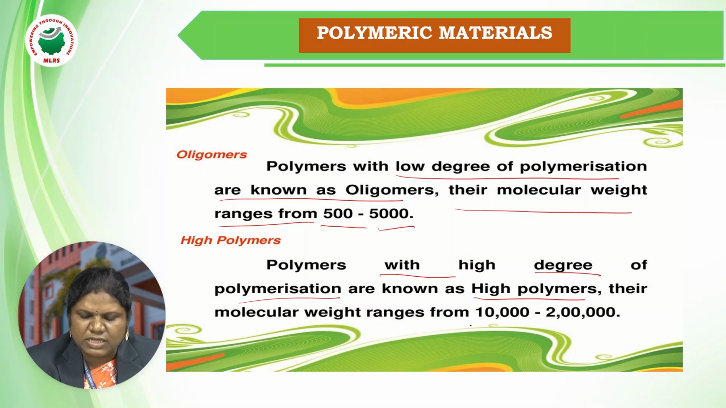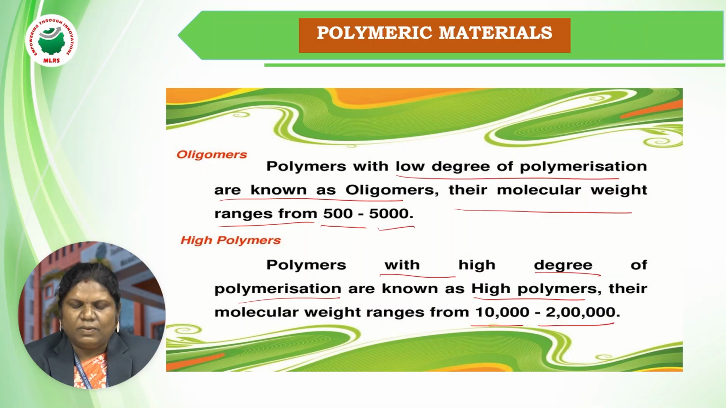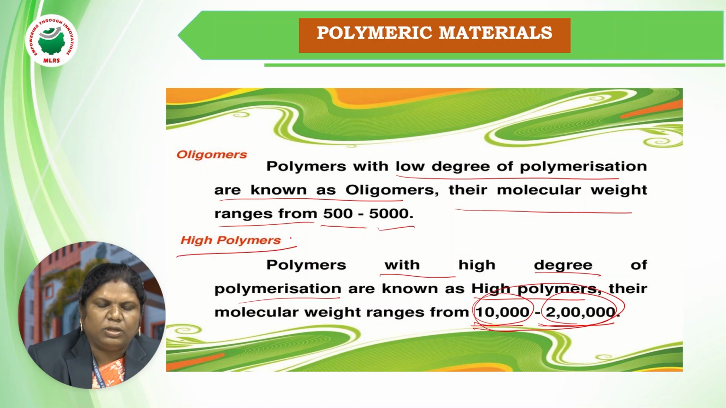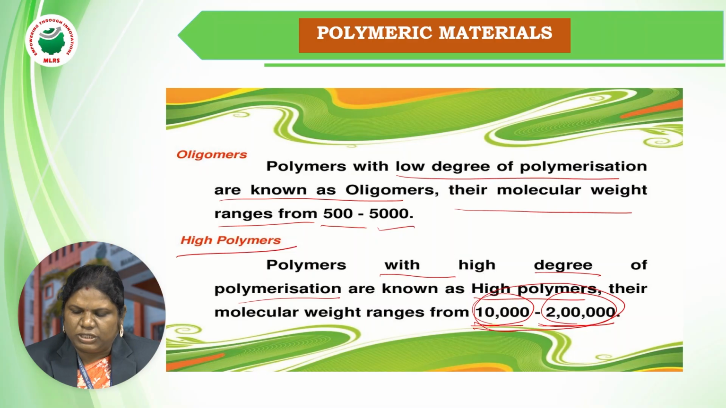Coming to the high polymers, polymers with high degree of polymerization are known as high polymers. Their molecular weight ranges from 10,000 to 2 lakhs. If the polymer chain consists of 10,000 to 2 lakhs, then it will be considered as the high polymers. This is the classification based on the degree of polymerization.